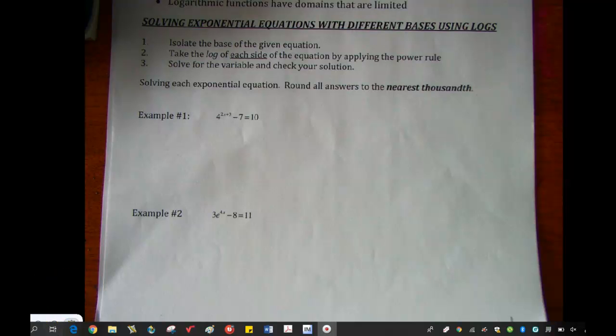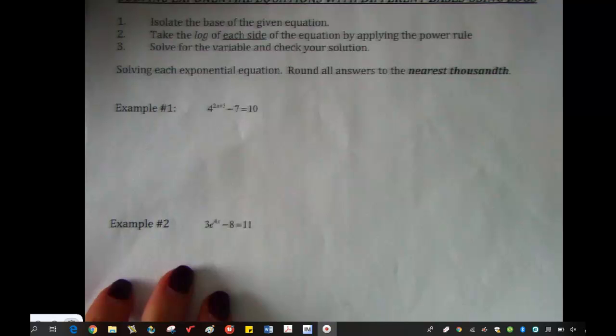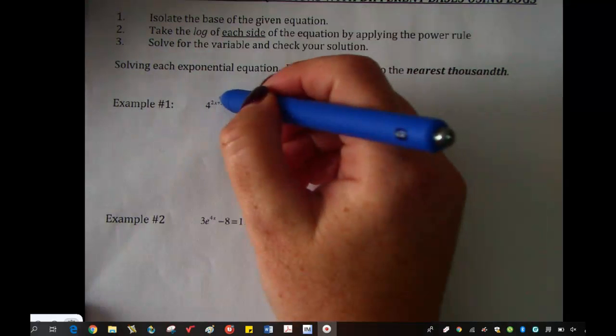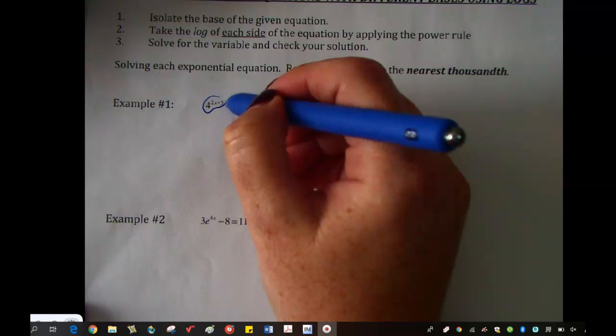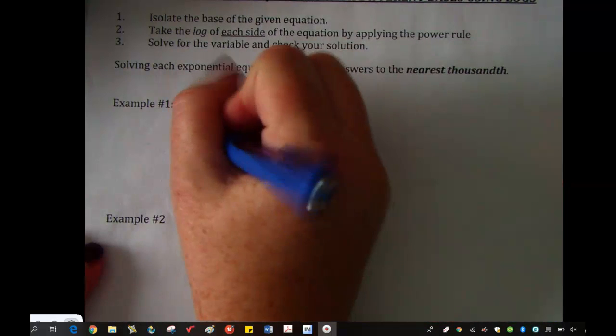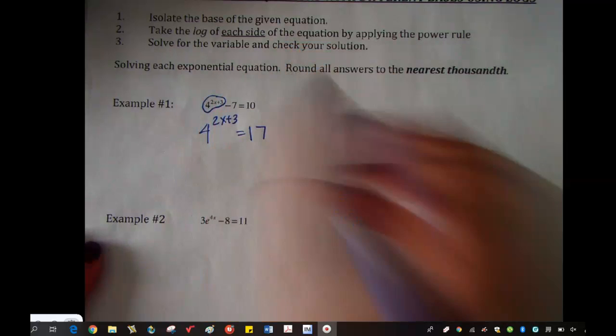Alright, so this first video here is how to solve exponential equations using logs. What I have to do first is recognize this base with the exponent is all together, and I want to isolate that. So I'm going to add 7 to both sides. So I have 4 to the 2x plus 3 equals 17.